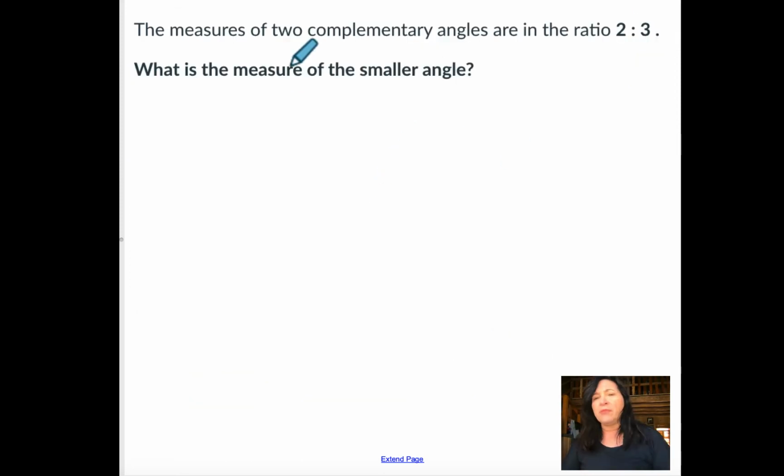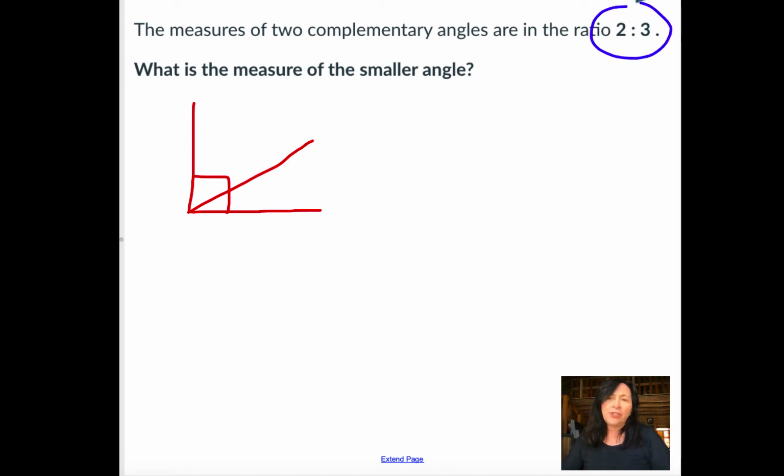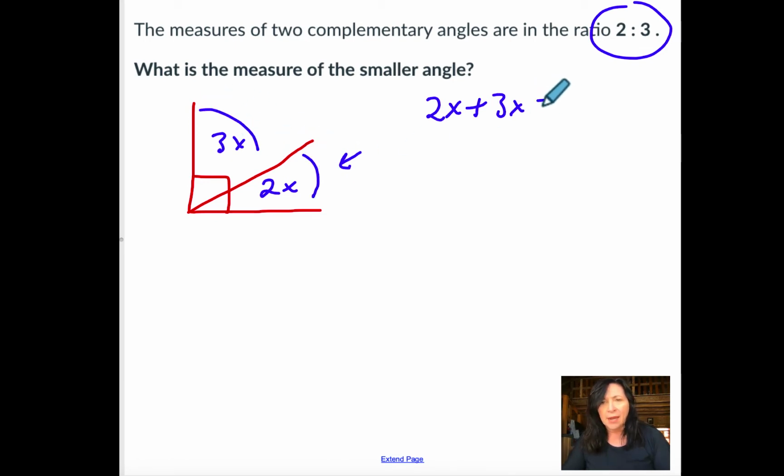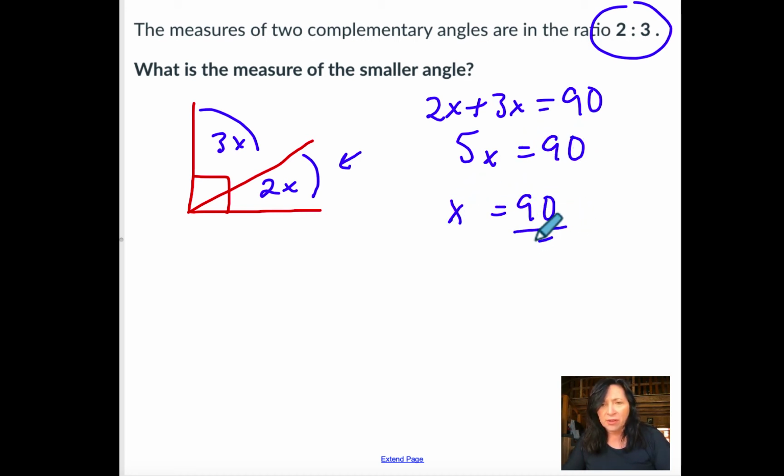The next problem says the measure of two complementary angles. So remember, complementary angles are two angles that add up to be 90 degrees. And so they're in a ratio of 2 to 3, which means 2 of something and 3 of something. So they want the measure of the smaller angle, which will be the 2 of something. Meanwhile, we have to set up an equation. So we have 2x plus 3x. So this angle plus this angle add up to be 90 degrees. I get 5x is equal to 90 degrees, and x is equal to 90 degrees divided by 5.